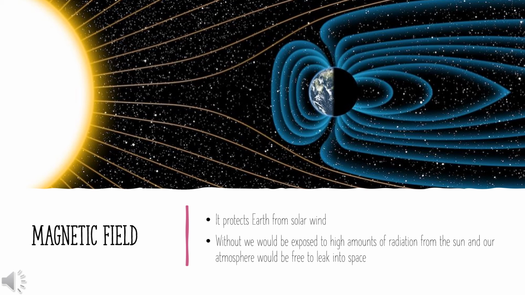Lastly, we're going to talk about the magnetic field. The magnetic field protects Earth from solar winds, and without it, we would be exposed to high amounts of radiation from the sun, and our atmosphere would be free to leak into space.